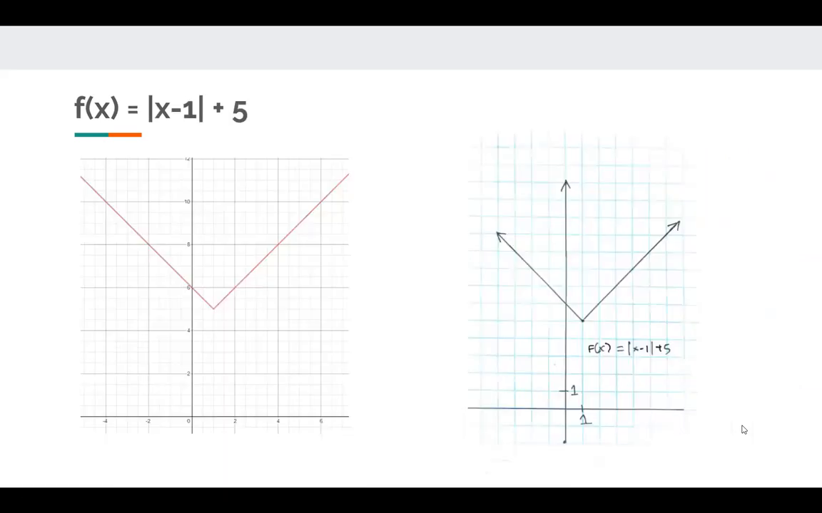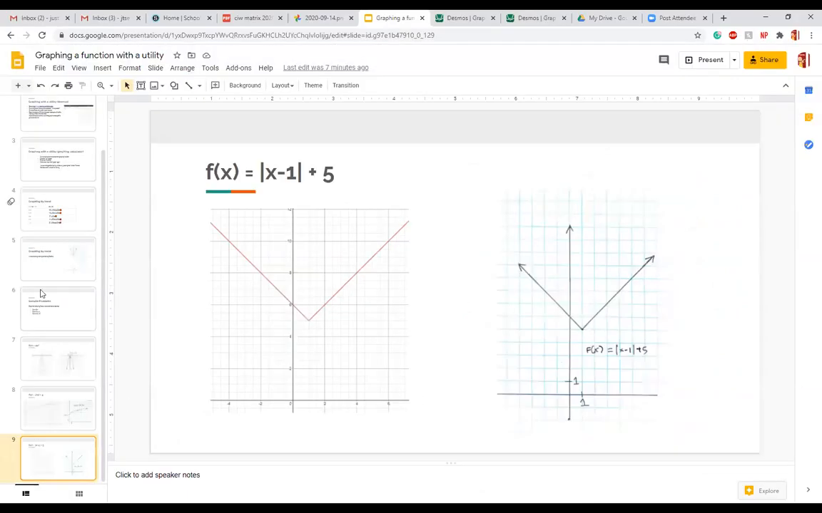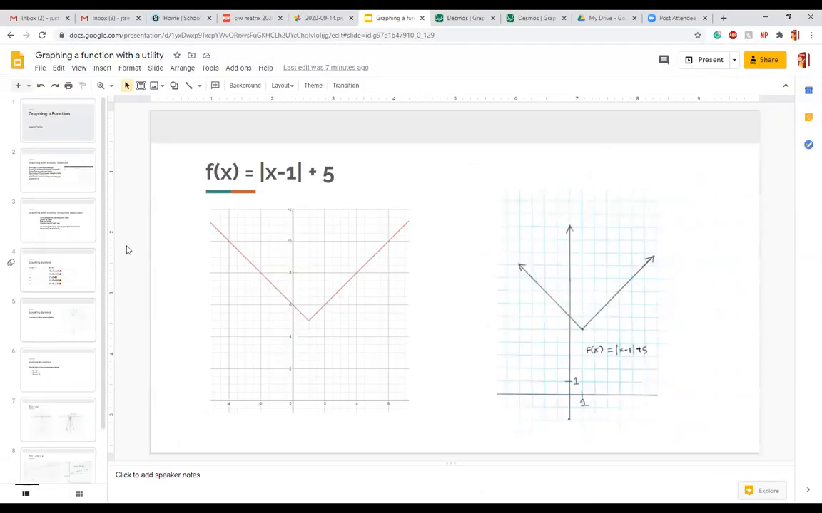Okay, the next graph, the absolute value function, should look like a V. And the vertex is 1 unit to the right and 5 units up. So the vertex is 1 comma 5. And that is it for graphing a function with a utility.